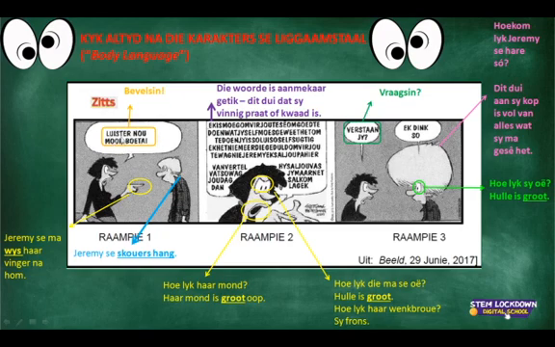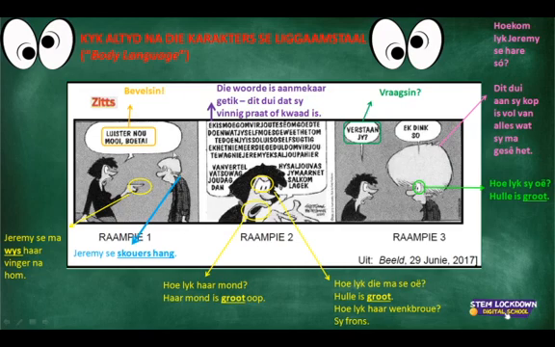Goed, so kom ons kyk. Rampie 1 sê, luister nou mooi, Boeta. Listen carefully, son. Now there's an exclamation mark, so that is telling us it's a bevelsin. It's an instruction. She says, listen now, son. Okay, kom ons kyk na die ma se liggaamshouding. Let's have a look at the mom's body language. Wat sien ons? What do we see? Kyk hoe lyk haar hand. Look at her hand. Jeremy se ma wys haar vinger na hom. Jeremy's mom is pointing her finger at him.